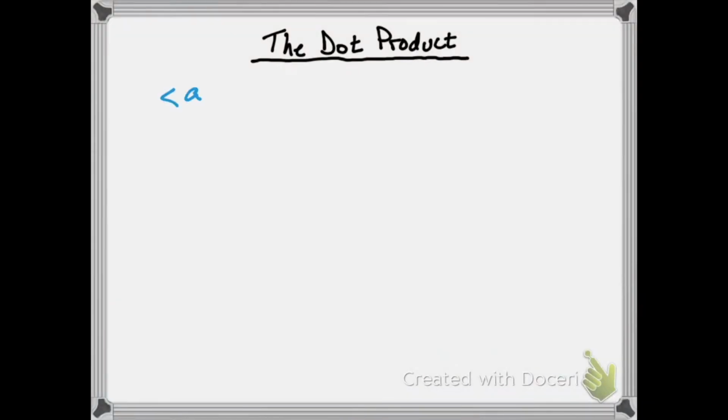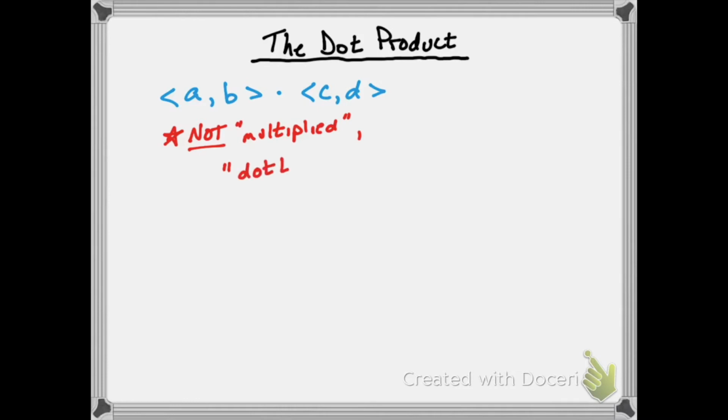The dot product is a second type of multiplication related to vectors. It looks like the vector AB times the vector CD. However, it's not multiplication and we don't say times. When you read this, you should really say the verb dotted. So it's the vector AB dotted with the vector CD.